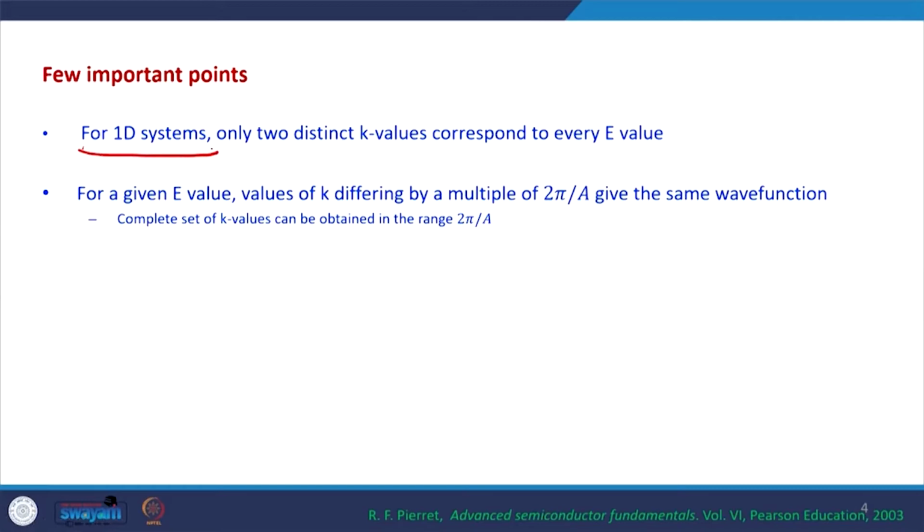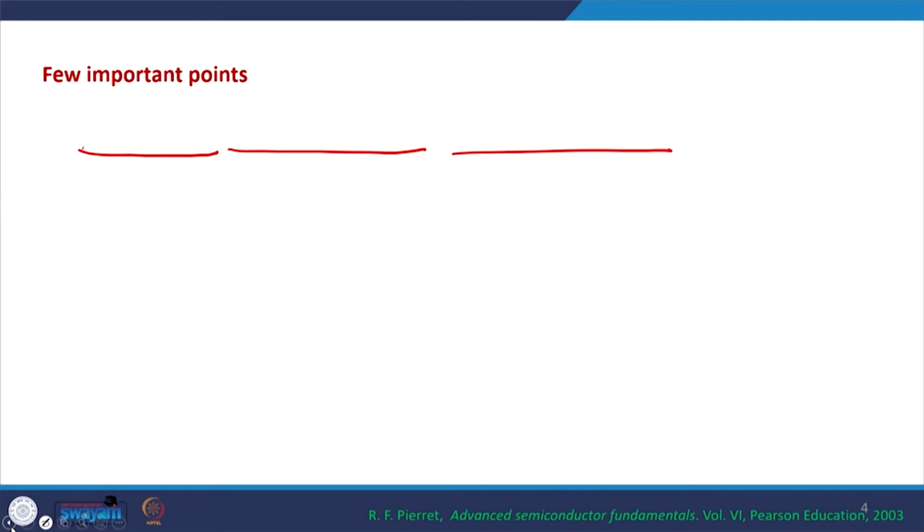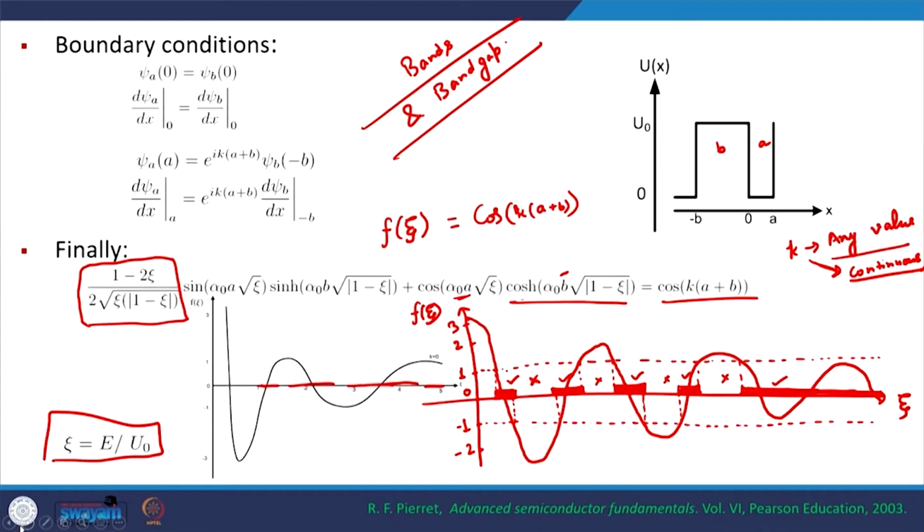Okay. So, a few important points that we need to keep in mind is that for 1D systems, only two distinct k values correspond to every energy value. So, in 1D solids, for every energy value, there are two k values which will give that energy value. Okay. So, if we go back to this constraint, for every xi value, there will be two k values which will give us a valid xi value.